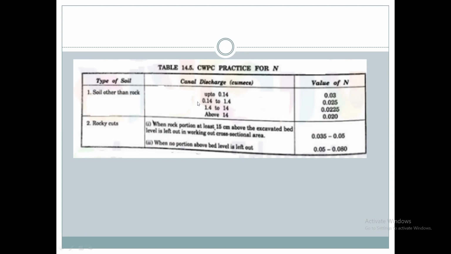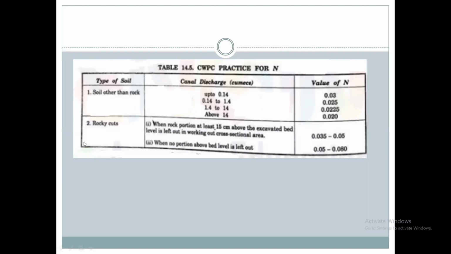The soil other than rock, canal discharge having up to 0.14, the value of n is taken as 0.03, and value of discharge in between 0.14 to 1.4, value of n is 0.025, and value of discharge in between 1.4 to 14, value of n is 0.0225, and above 14 discharge, the value of n is 0.020.